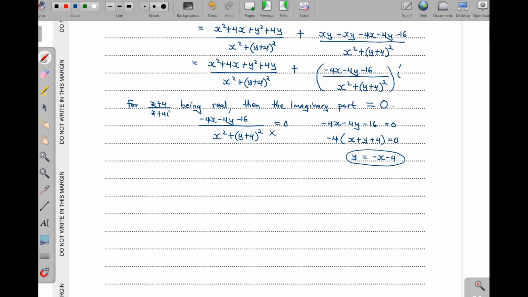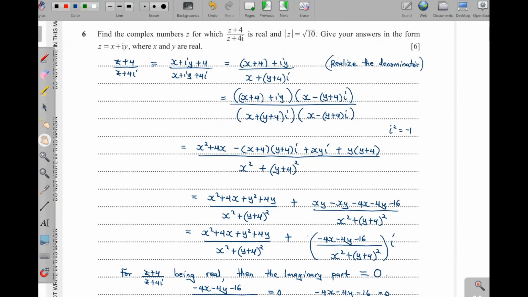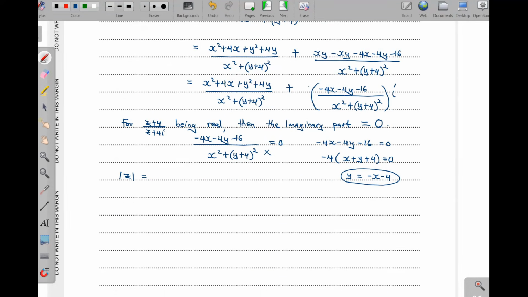All right, then they also told us that the modulus of z is equal to root of 10. So that is root of 10. That will be the square root of x squared plus y squared, and then these ones will cancel out. And then we have x squared plus y squared, which y is (negative x minus 4) squared, equal to 10. Then we can open the brackets.